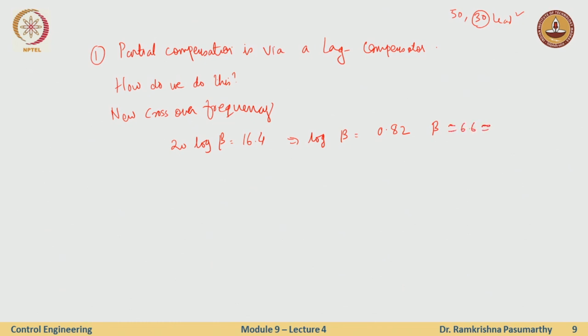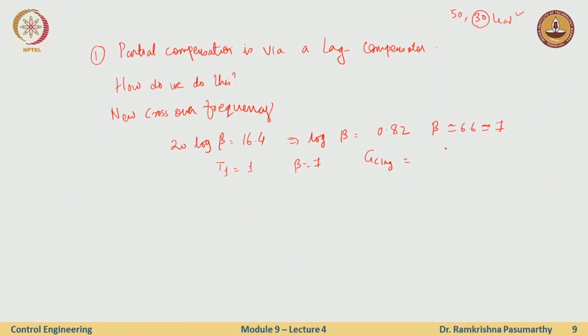Let's assume that it is 7. Now I need to assume or find out something for the corner frequencies. Let me just start by assuming T1 equal to 1. With beta equal to 7 and T1 equal to 1, my lag compensator, if I call it GC lag, would look something like this.